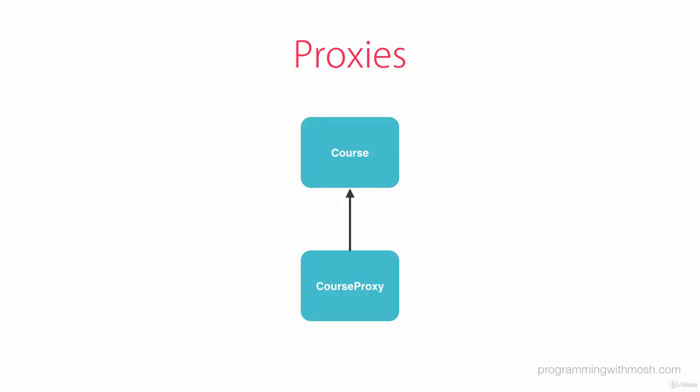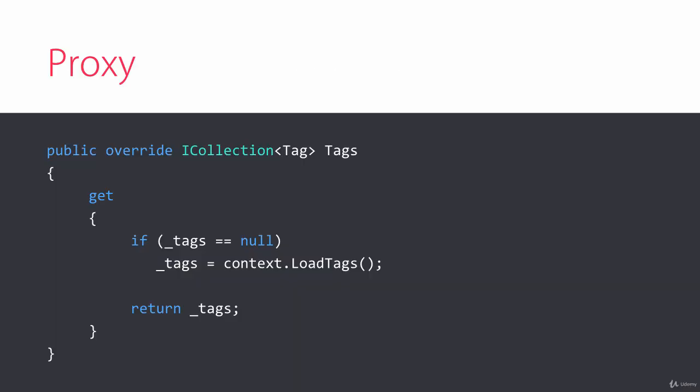So basically, at runtime, Entity Framework creates a new class that derives from our course class, and we call this course proxy. The reason we call this proxy is because this class looks exactly like our course class, but it has some additional behavior. In this case, it's going to override the tags property with some piece of code like this. So in the getter, first it checks if the tags field is null. If it is null, it's going to use context to load the tags for this course.